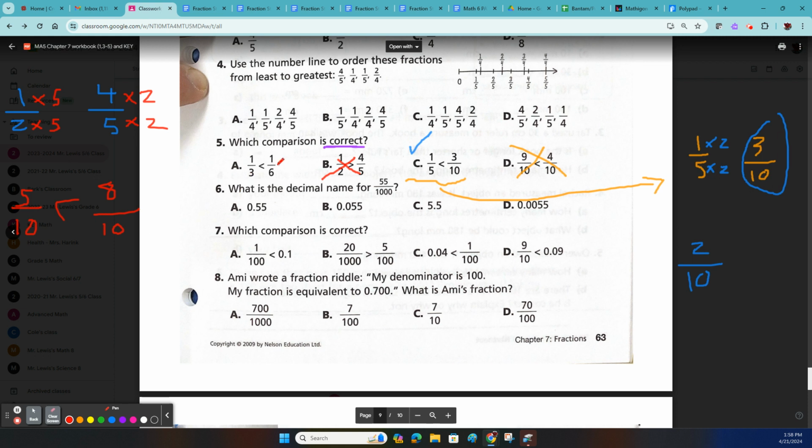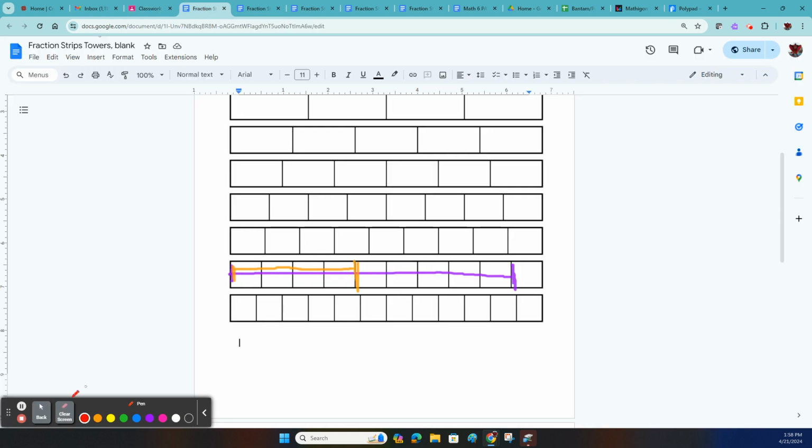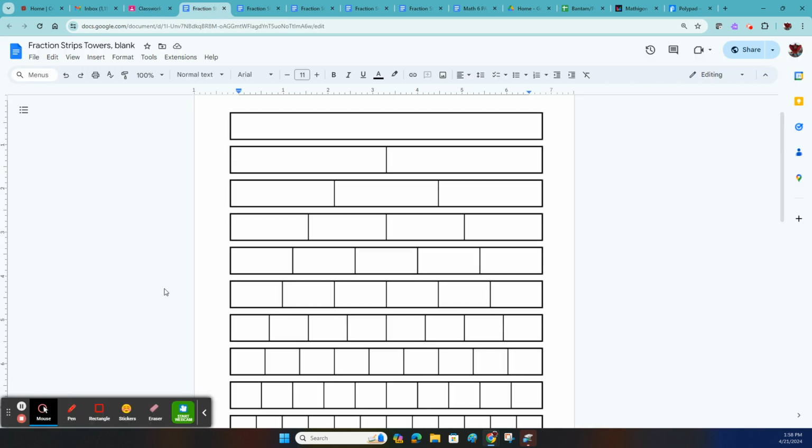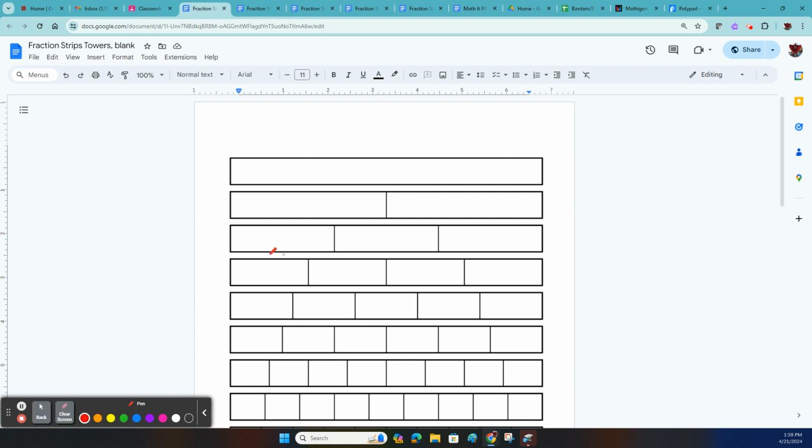We've got 1/3 is less than 1/6. Ugh, I don't like that. Doesn't look correct to me, but let's prove it. It's not good enough just to have a guess. Let's prove it. 1/3, 1/6. Okay. Let's find the thirds. Here are the thirds. Boom. Let's find the sixths.